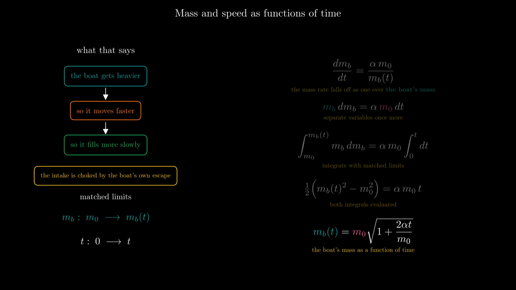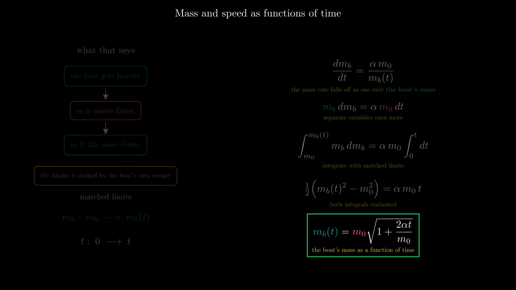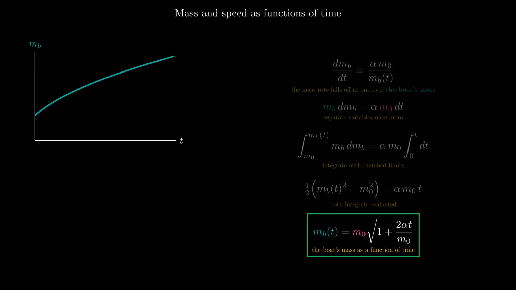Solve for the mass. m sub b of t equals m0 times the square root of 1 plus 2 alpha t over m0. Look at its two regimes. At early times, the boat barely moves and the mass grows at the full rate alpha, as if the boat was standing still. At late times, the mass grows only like the square root of t, because the boat is fleeing its own supply.